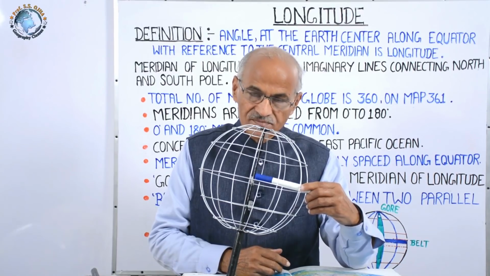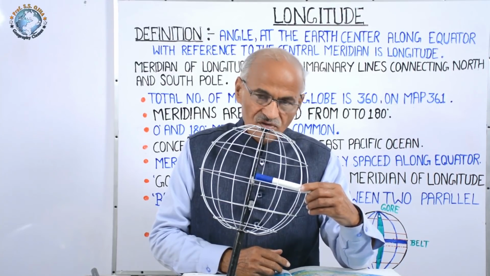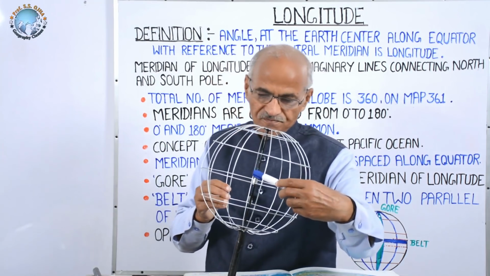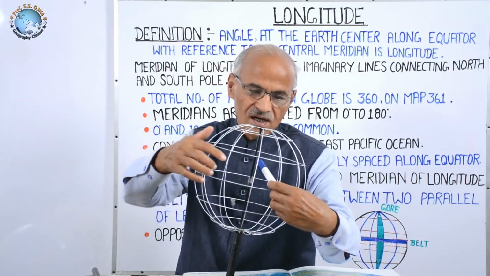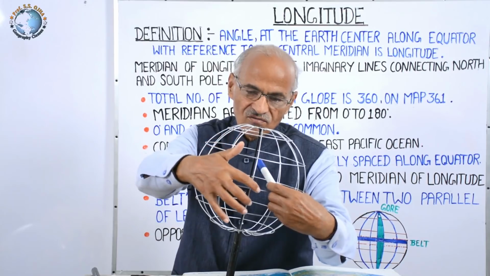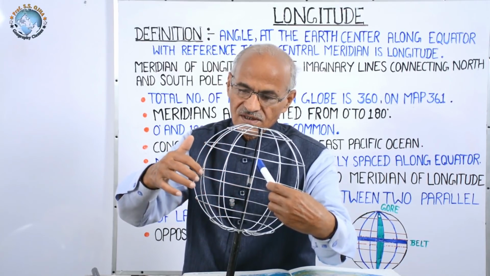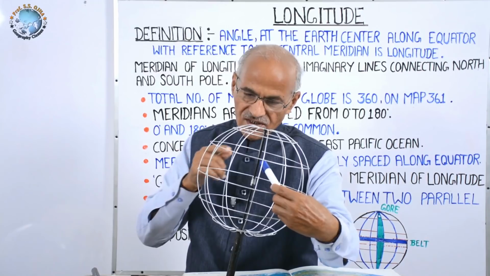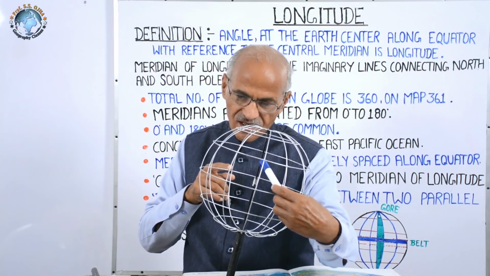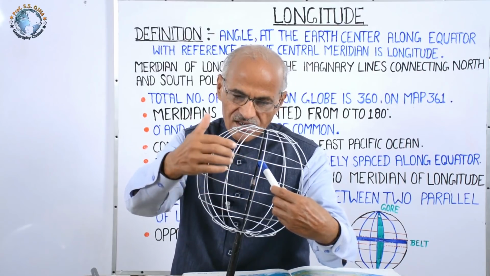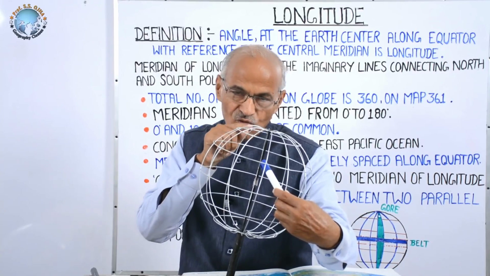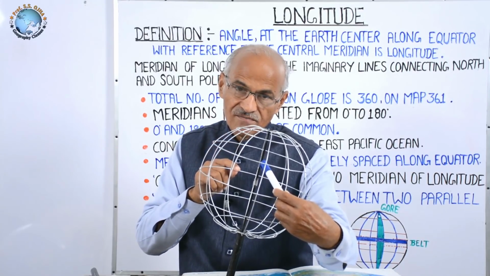To avoid this dispute, counting is done from 0 to 180. This is the 0 meridian. If you start counting this way, then 1, 2, 3, 4, 5, 6, 7, up to 90. Here, just opposite, there will be 180. And here you will write east, with every meridian: 100 east, for example.